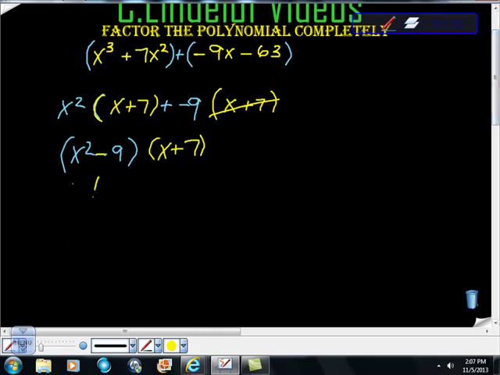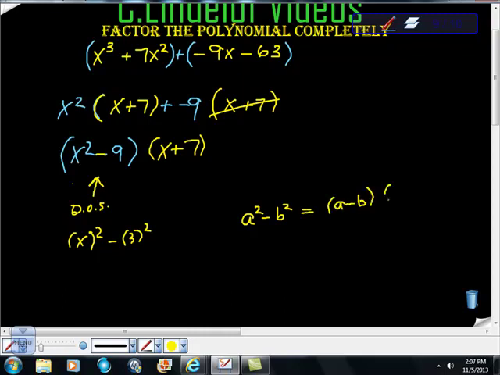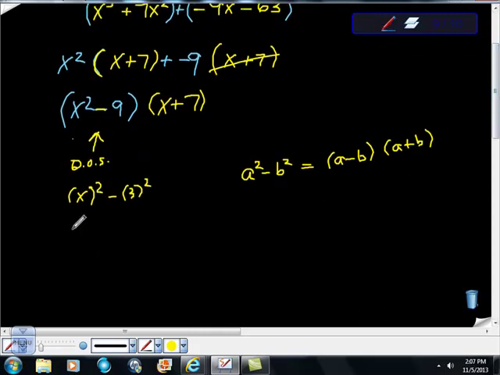We're almost done. They slipped this in on us. This is called difference of squares. We look at it this way: we have x squared minus 3 squared, because we know there's a rule that says if we have a squared minus b squared, then we get a minus b times a plus b. So that's all I'm going to do here. I'm going to say that a is x and b is 3, and I'm going to get x minus 3 times x plus 3. And don't forget we had this x plus 7, so I'll put my x plus 7 here.